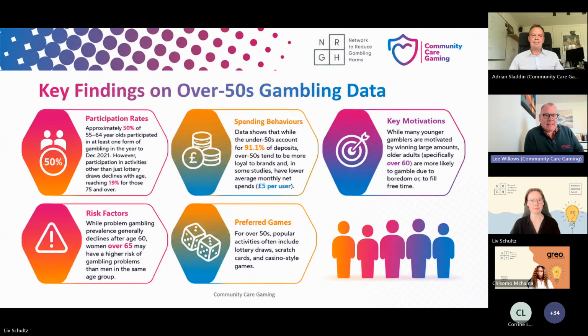Preferred games, again, stereotypically we think of older people and we think of bingo hall, but actually, is that true? Again, we've done a lot of research to understand that. And then the final one for us, which is quite interesting, is motivations. And again, there's quite a lot of research we've produced around that, and trying to understand the differences between the motivations for older people versus younger people.